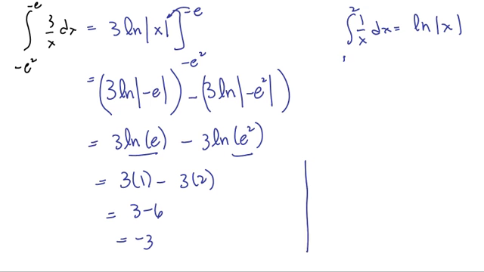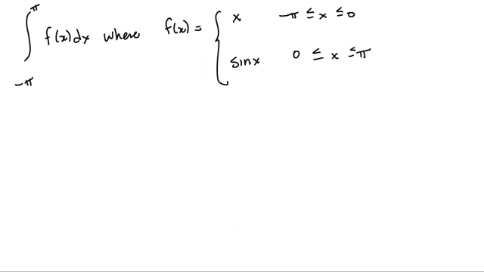And let's take a look if that makes any sense. Y equals 3 over x is an inverse graph. It looks something like this. And if we take the integral between -e squared and -e, that means that we're calculating the area like that. And that should be negative because it is below the x-axis. So let's do another one.